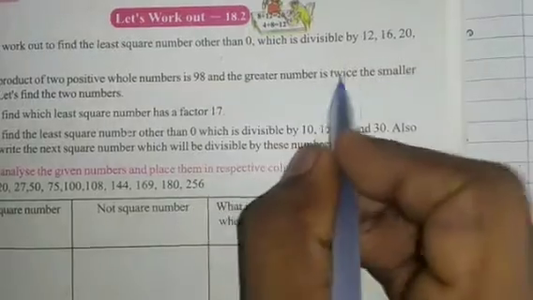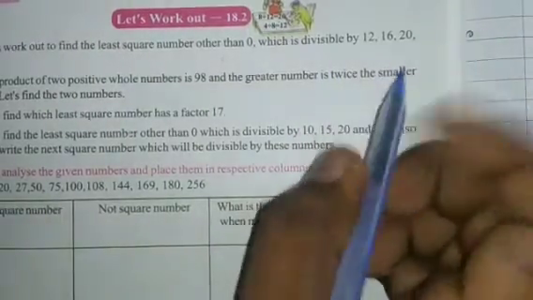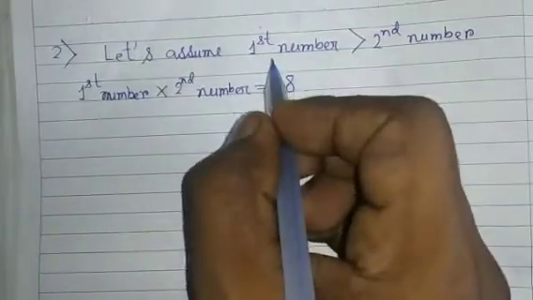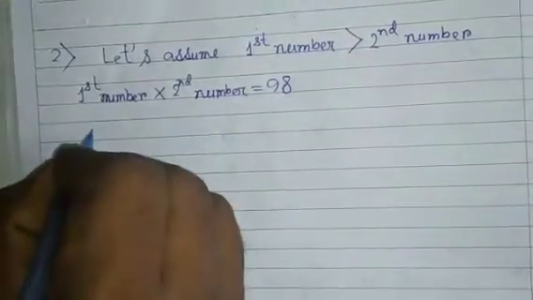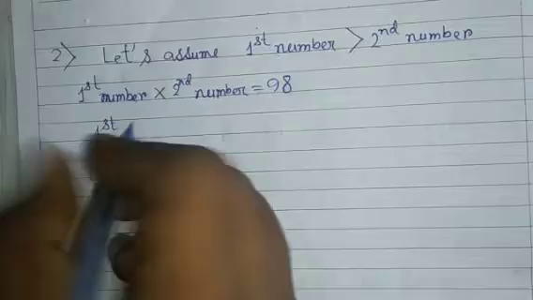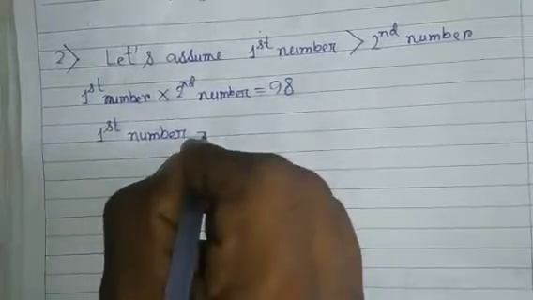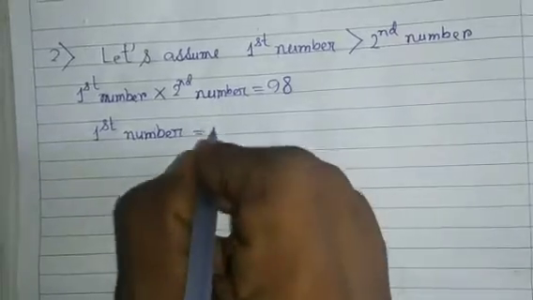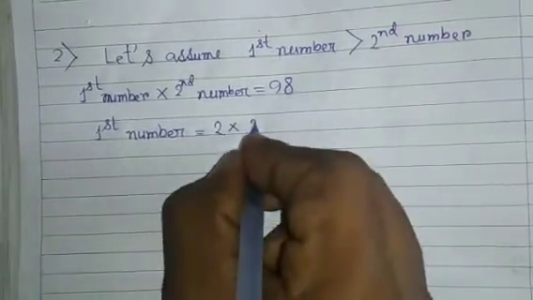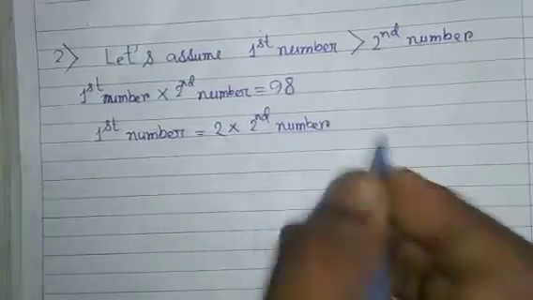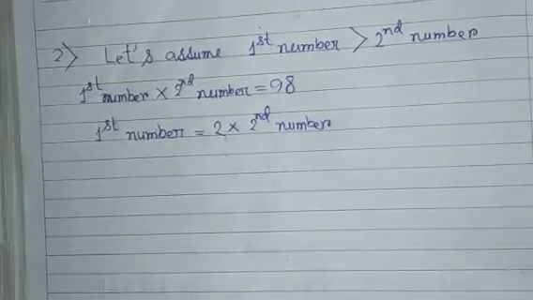Also, there is one similar condition. Now look, the second condition is the greater number is twice, twice means two times, the smaller number. Okay? So, the first number is the greater number. That means the second condition is first number is equal to two times the second number. So I hope these two conditions are okay.